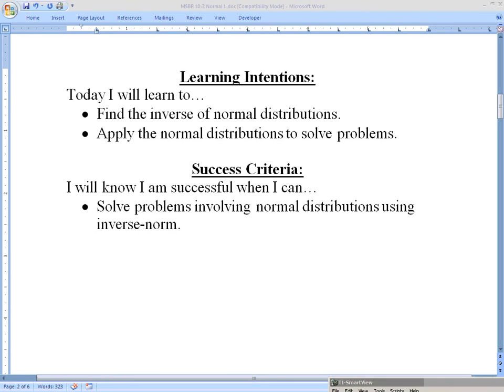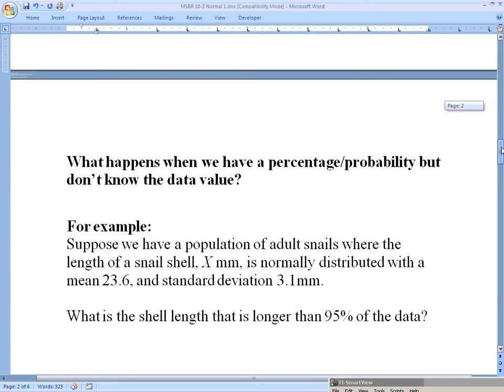In today's lesson, we will be continuing our discussion of normal distributions, specifically finding the inverse value of a normal distribution, meaning if we're given the probability ahead of time, can we find the actual data that would be needed to find that percentage or probability. We'll be doing this using mostly technology, but a little bit of graph drawing as well.